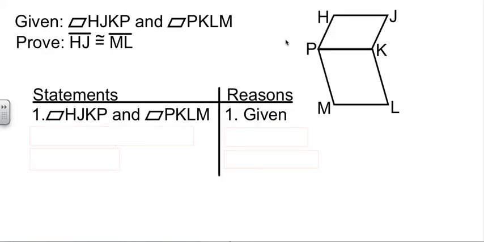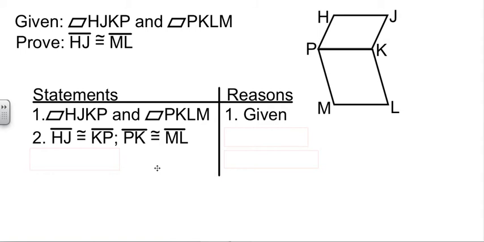And as promised, as you saw on your note sheet, there is a proof coming your way. But don't sweat, it's a nice easy one. We're given two parallelograms, and we want to end up proving that this segment HJ is congruent to this segment ML. Well, knowing we have a parallelogram here, HJKP, tells me that HJ is congruent to KP. Knowing the other one is a parallelogram tells me that PK is congruent to ML.